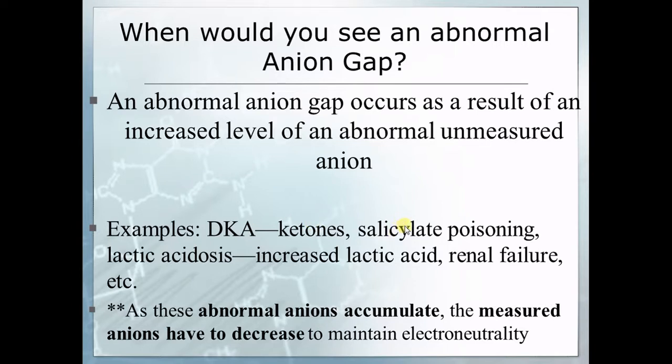Salicylate is actually a derivative of salicylic acid, which you've probably heard of with aspirin or other drugs being in the chemical. But these are things that we don't normally measure. They could be in there. Lactic acidosis, so lactic acid, renal failure, other things that can cause the anion gap.